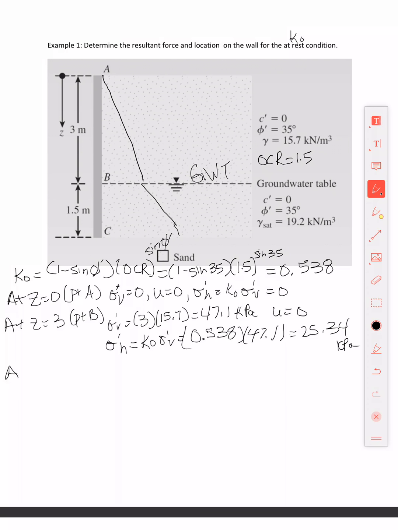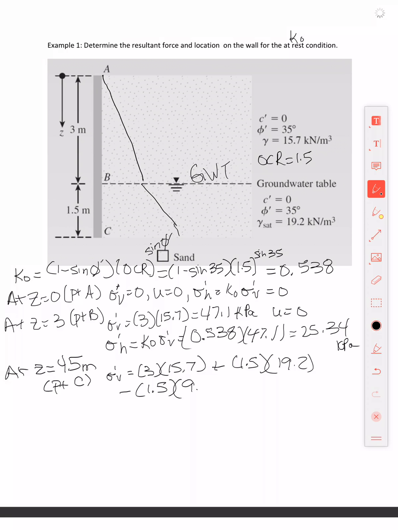So then the final point we need to calculate is what happens at the bottom of the wall. So that's when Z equals 4.5 meters. So that's point C. So the stress then is 3 times 15.7 plus 1.5 times 19.2 minus the pore pressure, which is 1.5 times 9.81. So that equals 61.19 kPa.